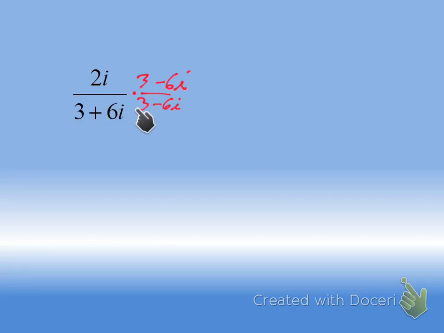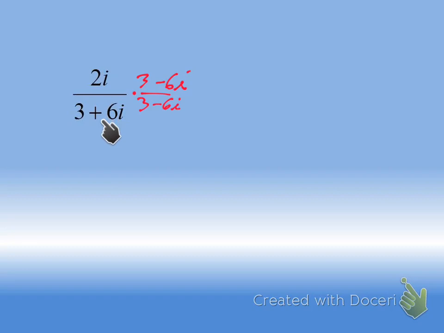Because then what are these two? 3 plus 6i and 3 minus 6i are what you just wrote down about 5 minutes ago. A plus bi, a minus bi. That definition: complex conjugates.